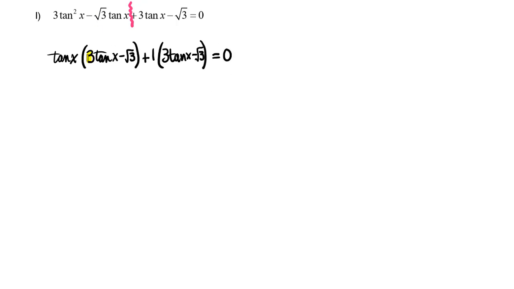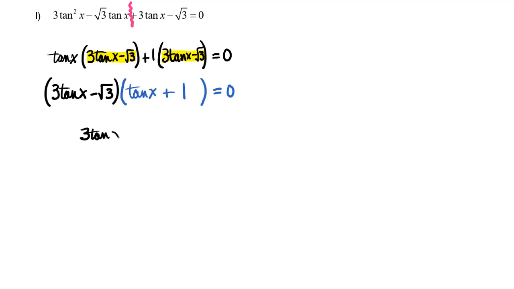I do have a common binomial factor now, and I can factor that out front. 3 tangent of x minus root 3 times what's left over, which is tangent of x plus 1, and that's equal to 0. Now I need to take my binomial factors and set them equal to 0. So I'll have 3 tangent of x minus root 3 equals 0, and also tangent of x plus 1 equals 0.